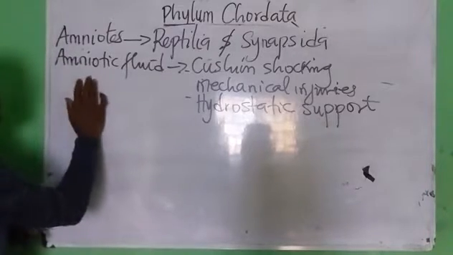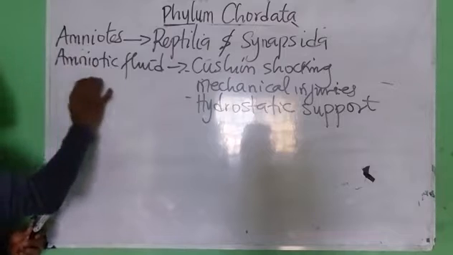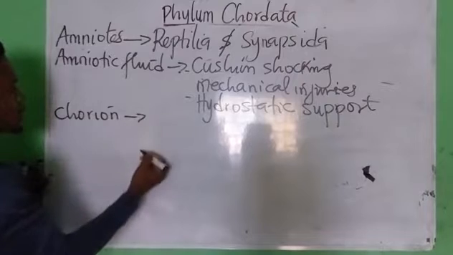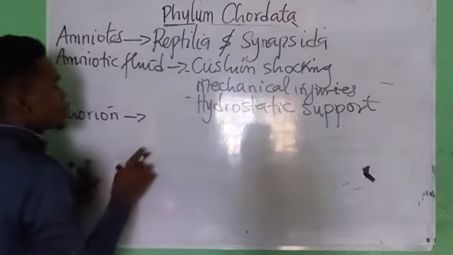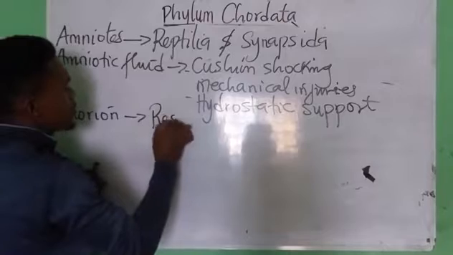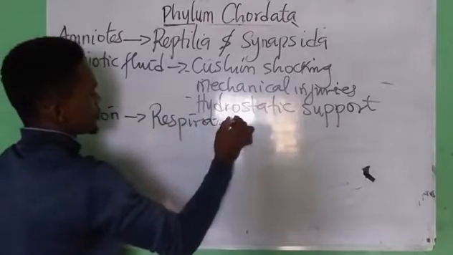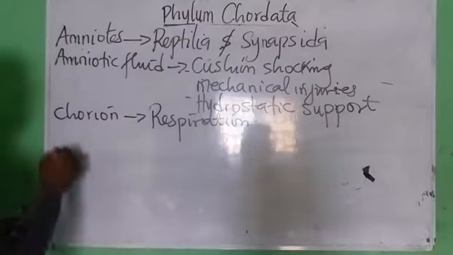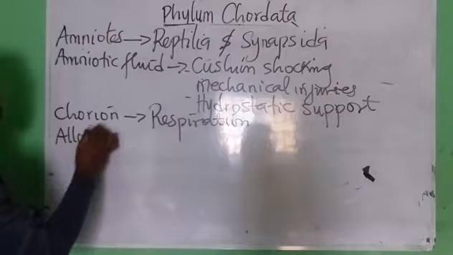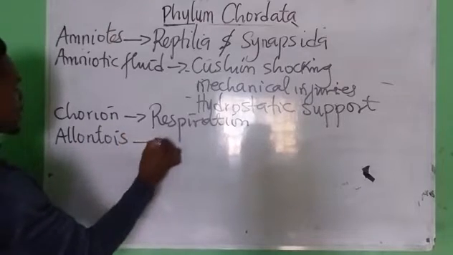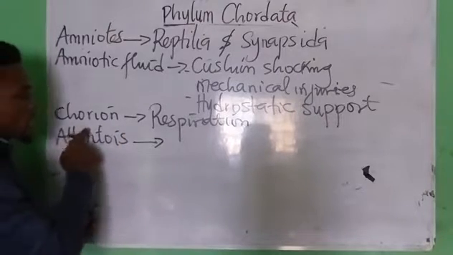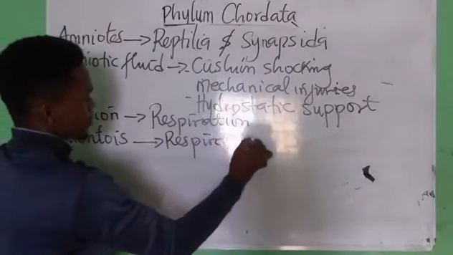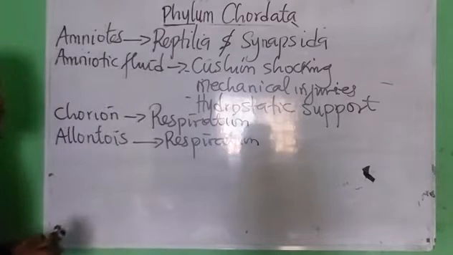Now, apart from the fact that the amniotes have amniotic fluid, they also have what is called the chorion. The chorion is meant for what? It's meant for respiration. It does the work of respiration together with the allantois. Allantois, together with the chorion, carry out the work of what? Respiration. Take note of that.